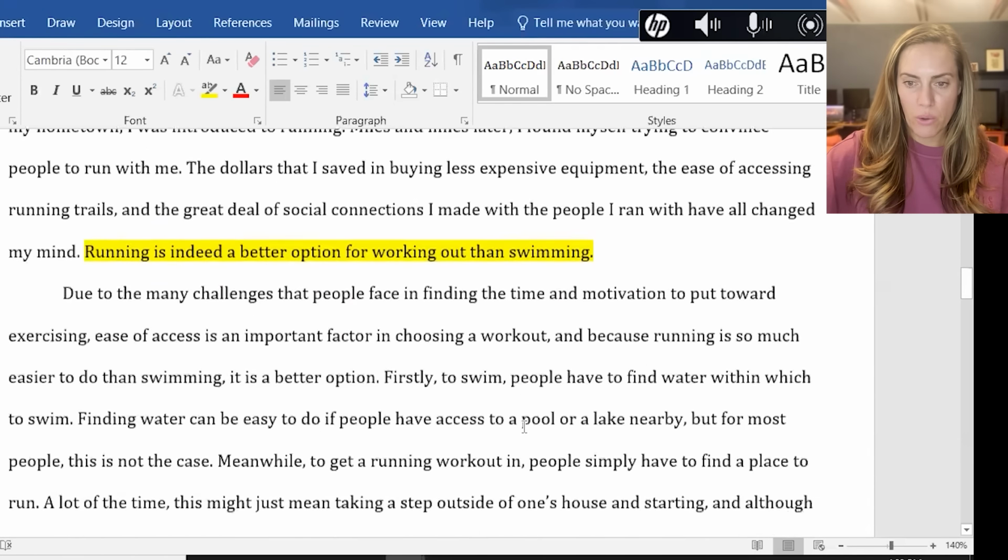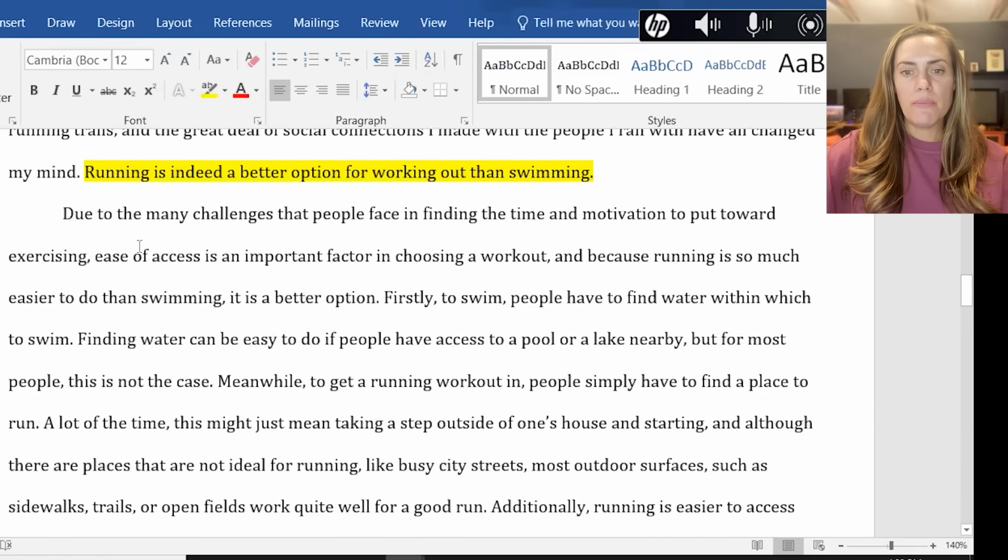Okay, here we go. Here's the body. Due to the many challenges that people face in finding the time and motivation to put toward exercising, ease of access is an important factor in choosing a workout. And because running is so much easier to do than swimming, it is a better option.